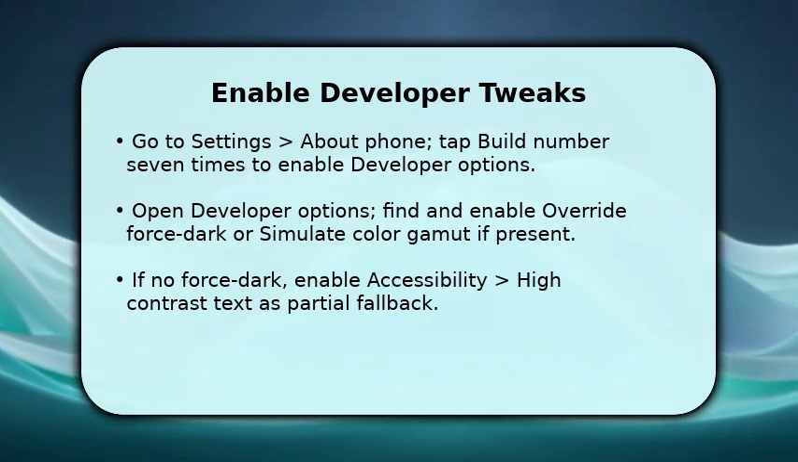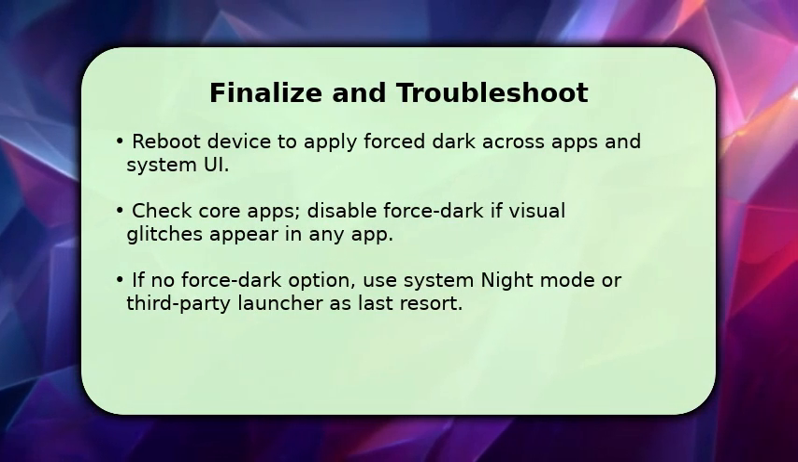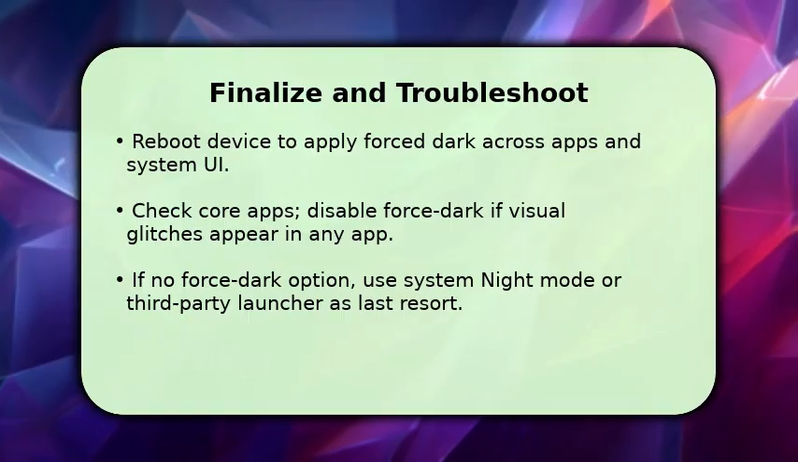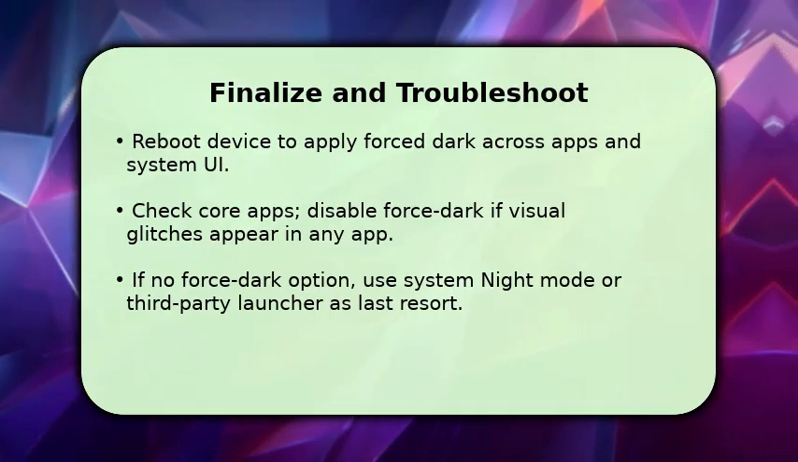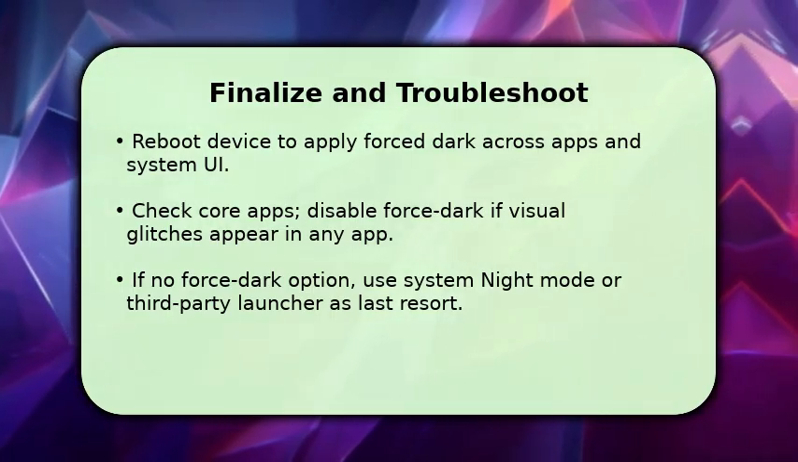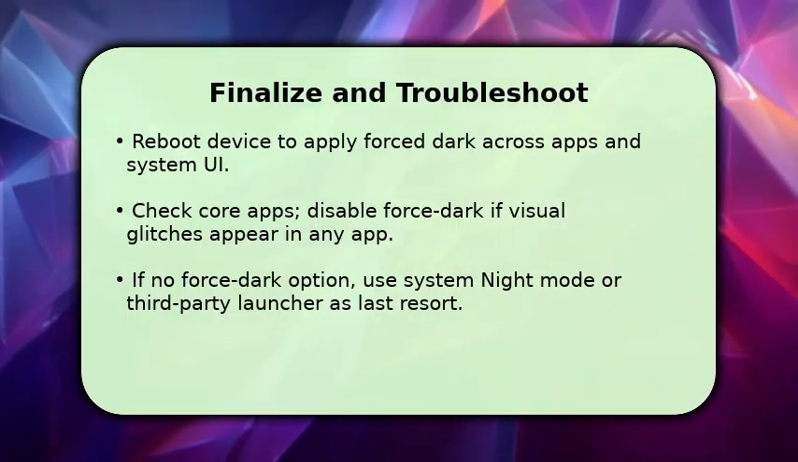Finalize by rebooting the Vivo Y93 so the Force Dark rendering takes effect consistently across system and apps. Once the phone restarts, inspect primary apps like Messages and Browser. If any show inversion or unreadable elements, disable Override Force Dark for a quick fix and reboot again.